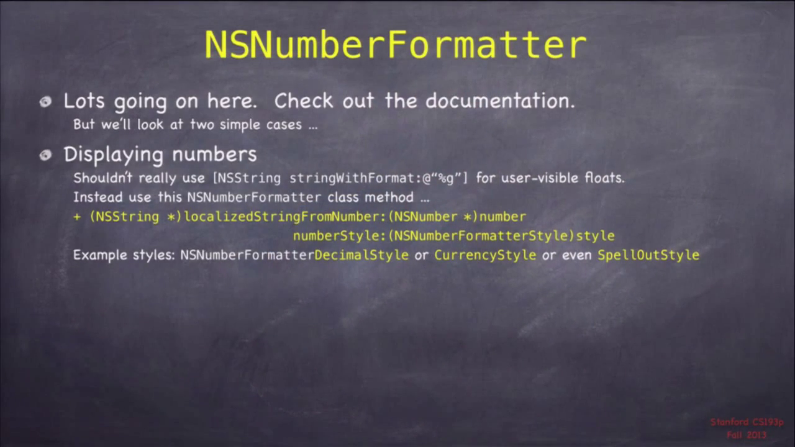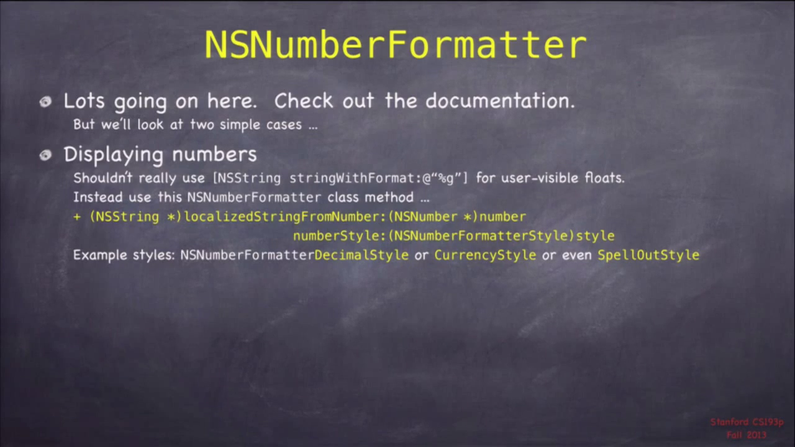So for displaying numbers on screen, you probably want to do string with format %G. %G just means generic floating point number. But you don't want to do that. What you want to use is this method in NSNumberFormatter called localizedStringFromNumber:numberStyle:. There's different number styles like decimal and spell out. We'll even spell it out. Like you put a 4 in there, it'll say four, F-O-U-R. So there's different formats for doing that.